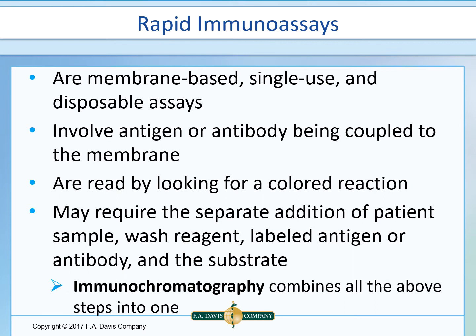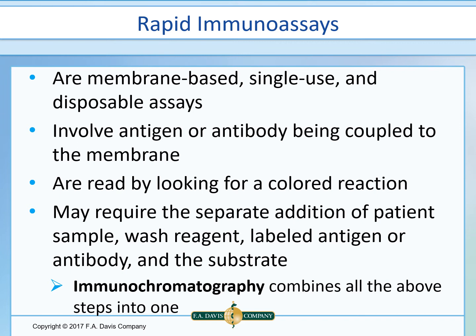Rapid immunoassays are membrane-based assays that are easy to perform and they provide reproducible results. Although these are primarily designed for a point of care or home setting, many of them have been modified for increased sensitivity and can be semi-quantitative for use in the clinical laboratory. Typically, these are designed as single-use disposable assays in some type of plastic cartridge. They involve antigen or antibody being coupled to the membrane. The reaction that takes place is read by looking for a colored reaction.